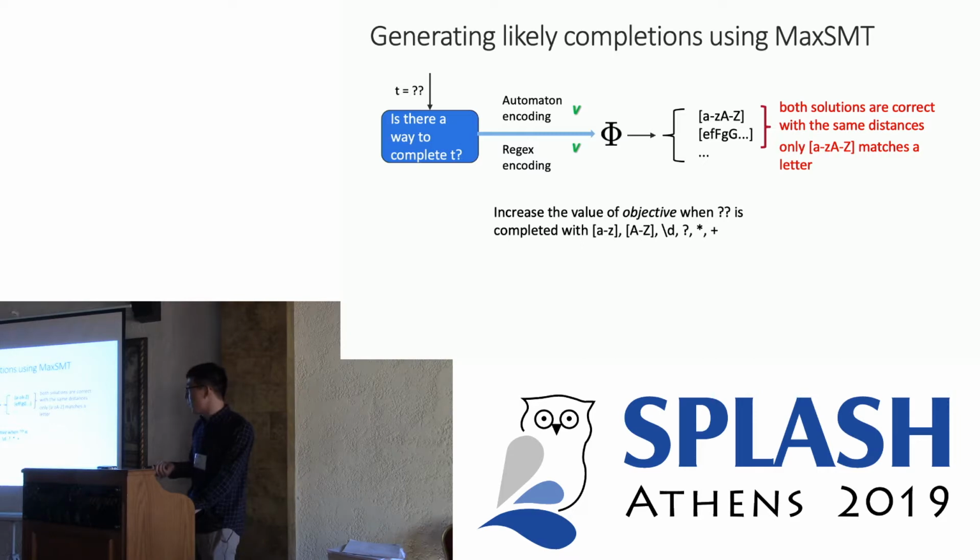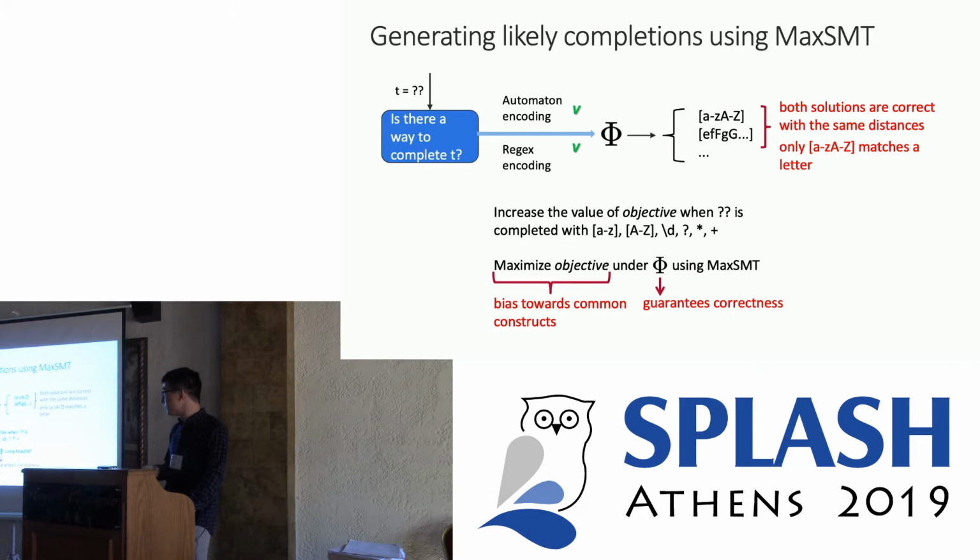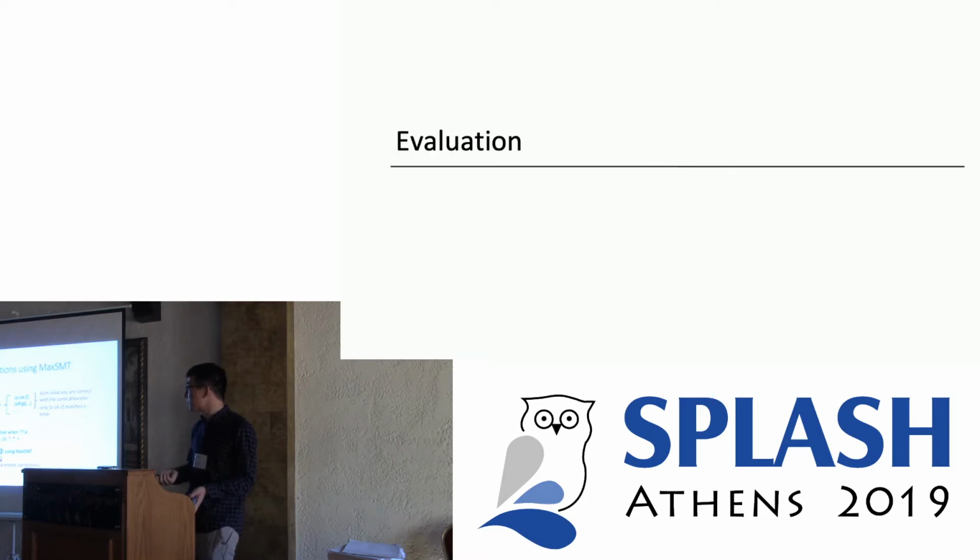We will do so by introducing an objective, and this objective will increment every time we complete a hole with a lowercase letter, a capital letter, and so on. And we will maximize this objective under the capital phi. And the capital phi guarantees the correctness on these examples. And the maximization objective will bias our solutions towards using these constructs.